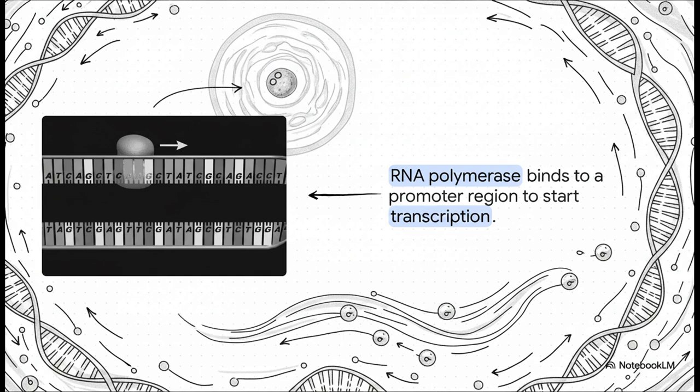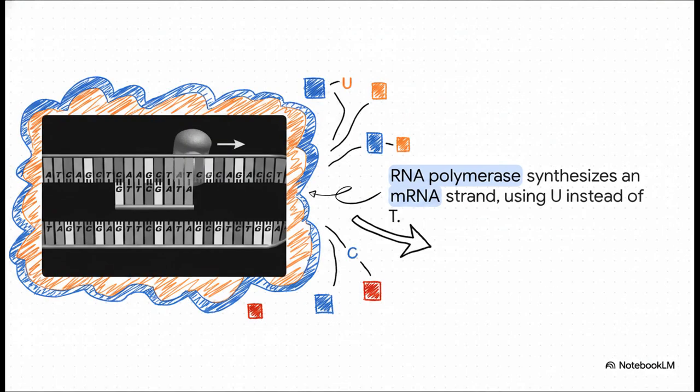Transcription is where the magic starts. Picture a giant molecular machine called RNA polymerase. It binds to a specific start address on the unwound DNA, which we call a promoter region. Now, it doesn't just blindly copy the whole genome. It's smart. It selectively targets exactly what the cell needs at that specific moment. Once it's locked onto that promoter, the RNA polymerase just zips along the template strand. It literally pulls in free-floating nucleotides from around it to build a brand new messenger RNA, or mRNA, strand.